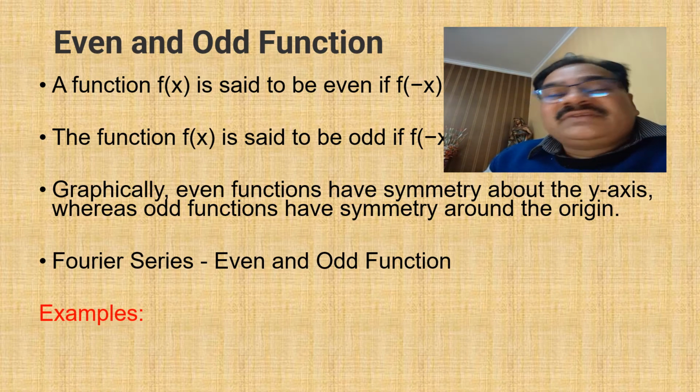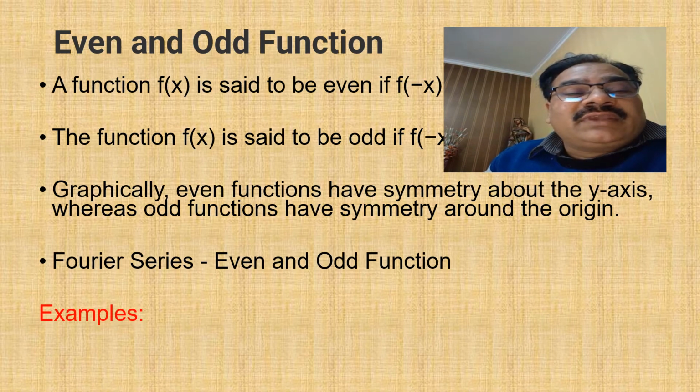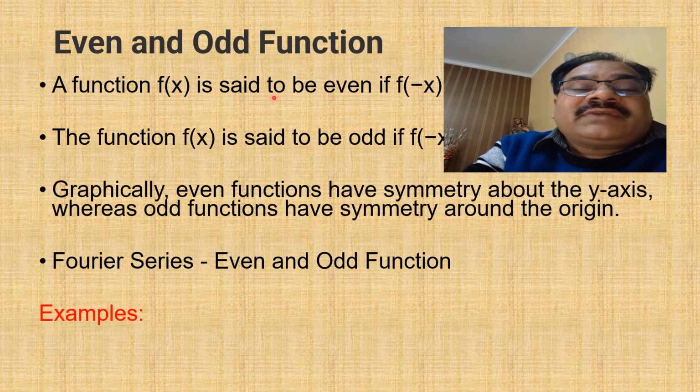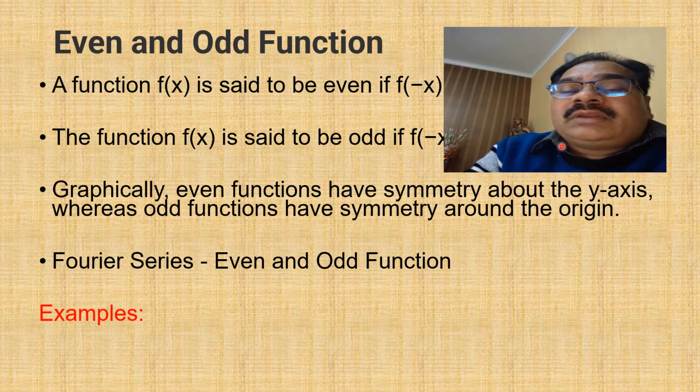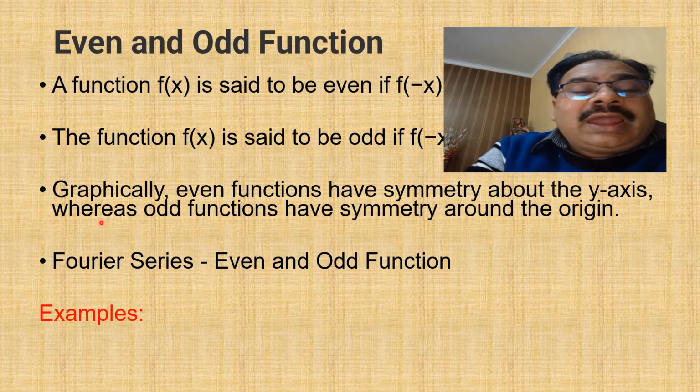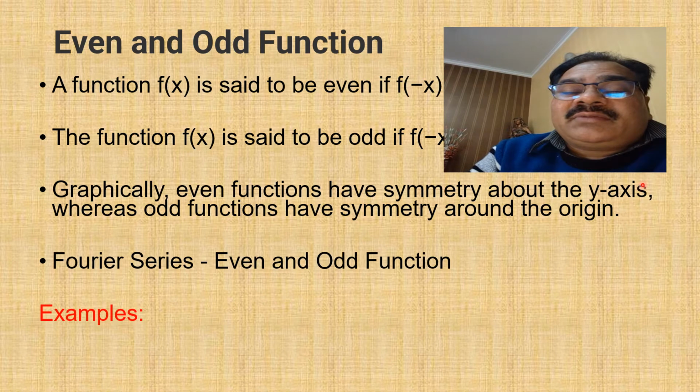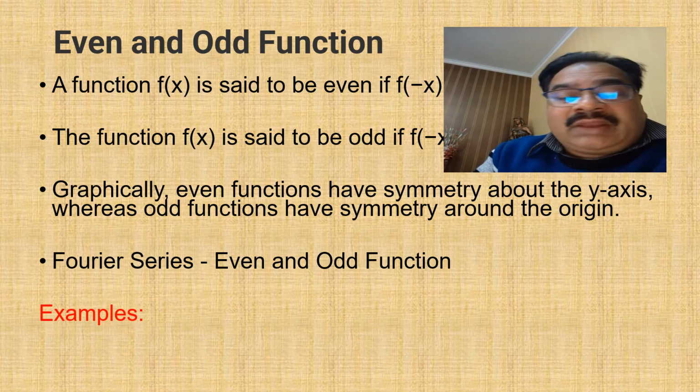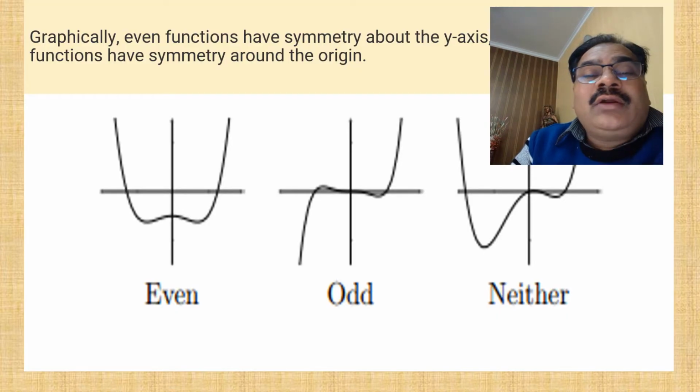But there is a special characteristic in the study of functions. Functions fall under two categories, even and odd functions. A function f(x) is said to be even if f(-x) is equal to f(x). The function f(x) is said to be odd if f(-x) is equal to -f(x). Graphically, even functions have symmetry about the y-axis, we have to remember, whereas odd functions have symmetry about the origin. In the Fourier series, there are both even and odd Fourier series.